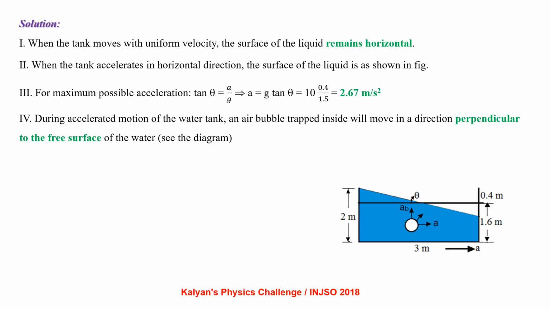When the tank moves with uniform velocity, the surface of the liquid remains horizontal. When the tank accelerates in horizontal direction, the surface of the liquid will be as shown in figure. For maximum possible acceleration, tan theta equal to a by g, from where a equal to g tan theta, that is 2.67 meter per second square. During accelerated motion of the water tank, an air bubble trapped inside will move in a direction perpendicular to the free surface of water as shown in the diagram.